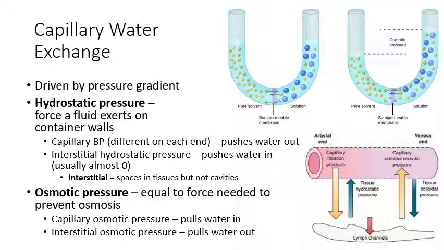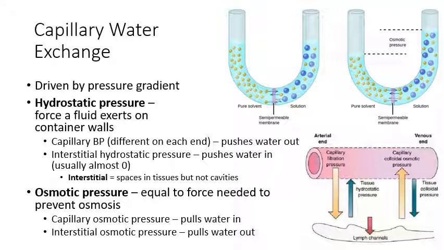So now we'll talk about water moving across the capillary walls. This is driven by a pressure gradient that exists between the fluid inside the capillaries and the fluid outside the capillaries, and it's also impacted by osmosis. So you have hydrostatic pressure that's affecting water exchange and the osmotic pressure.